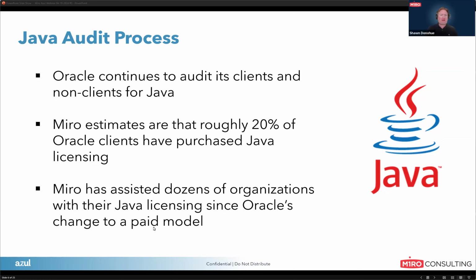Right now, we estimate that if you have other Oracle products, roughly 20% of those organizations have purchased a Java license. And that has, in our experience with our customers, pretty much exclusively fallen into two groups. We've had groups that waited till they get that phone call, and they have very limited options at that point. And we have groups that basically knew this was coming, wanted to get out ahead of it, and gave themselves some runway to have better options.